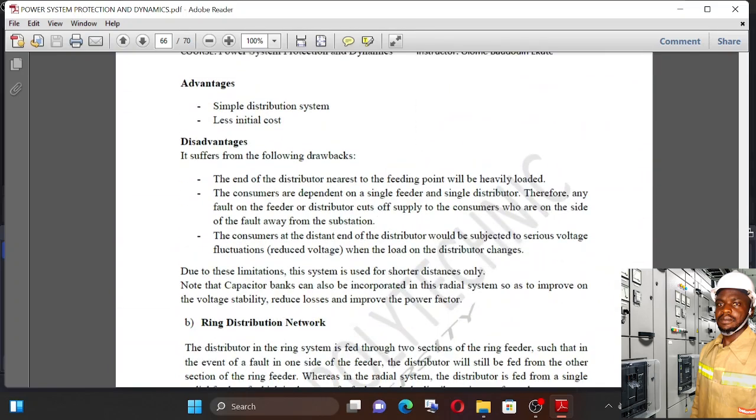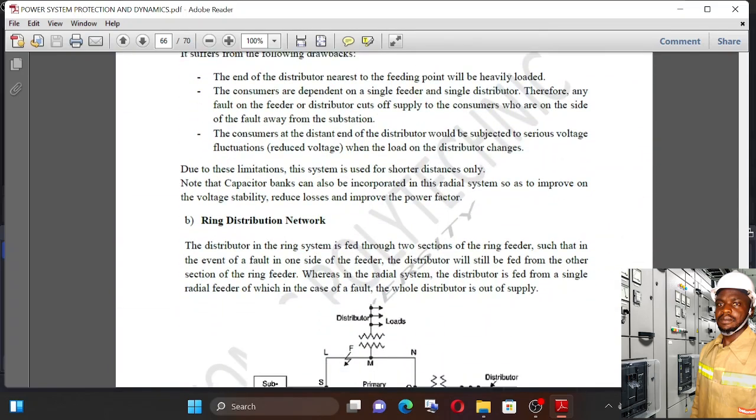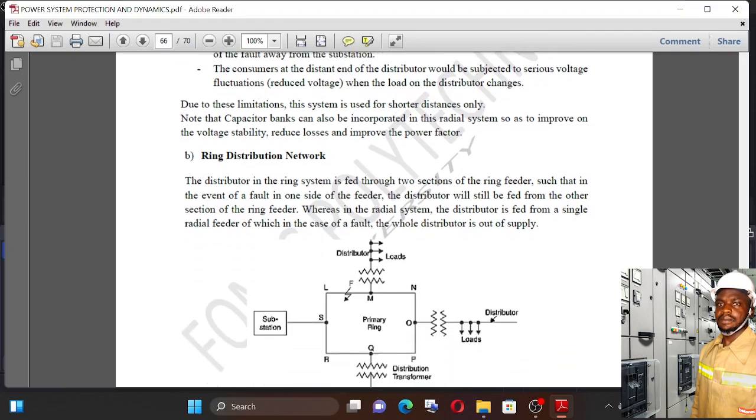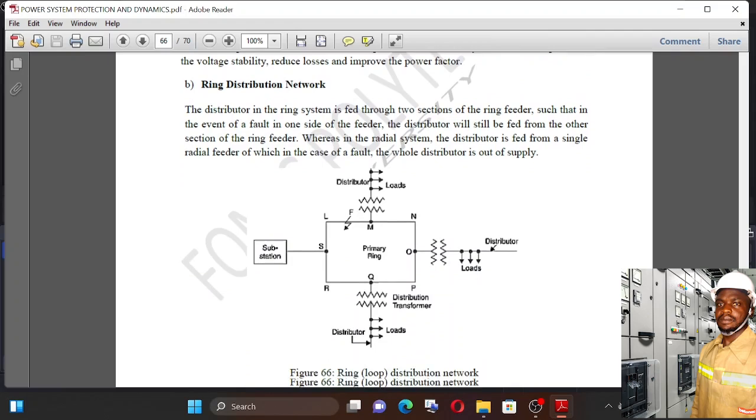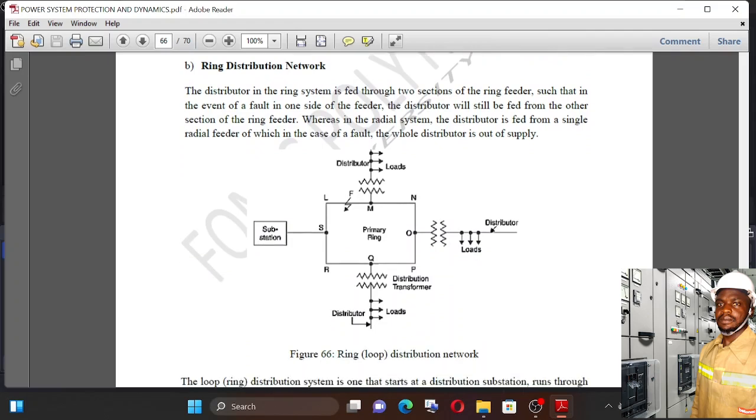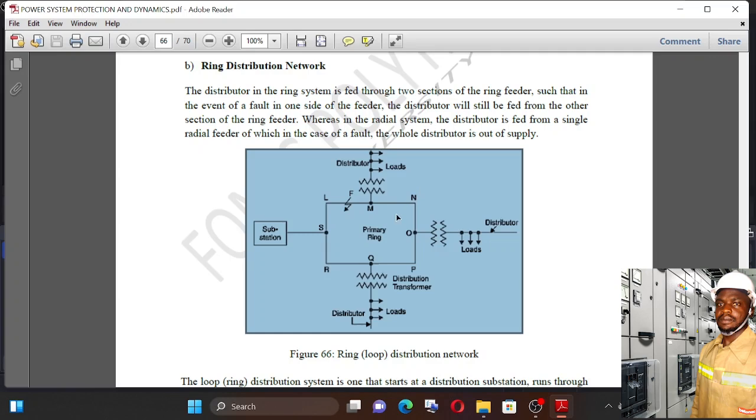So we have as well the ring. We can study much more on the advantages and disadvantages that have been illustrated there. The ring distribution network is much more appropriate than the radial system, because the consumers connected through the distributor are supplied from two feeders, such that if there's a fault on one feeder, the other feeder is going to supply them.